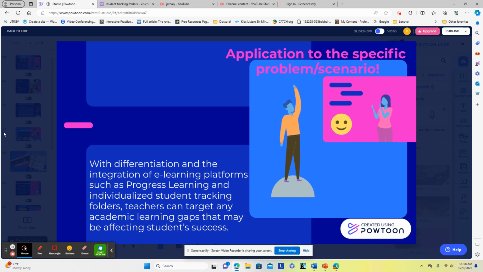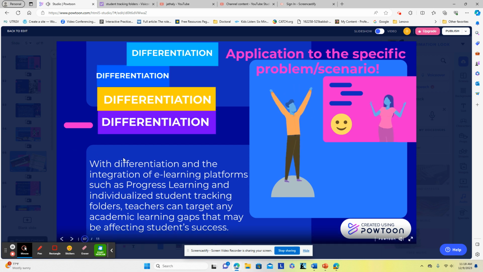Application to the specific problem or scenario. Well, the big keyword here: differentiation, differentiation, differentiation, and some more differentiation. The bigger question is, how do we go about making sure that our students are receiving that differentiated instruction? Well, let's look no further.